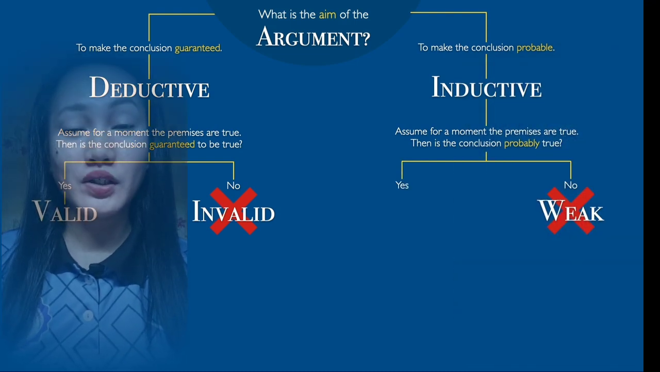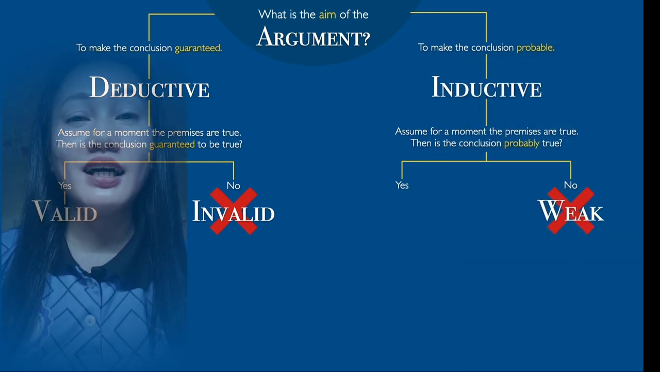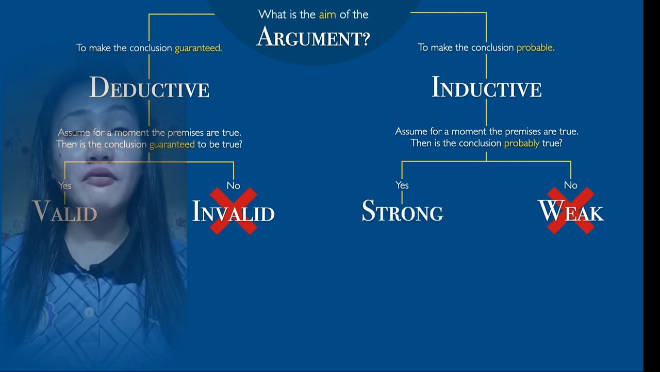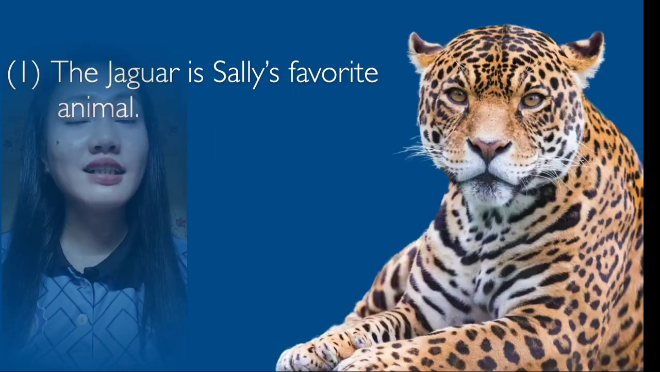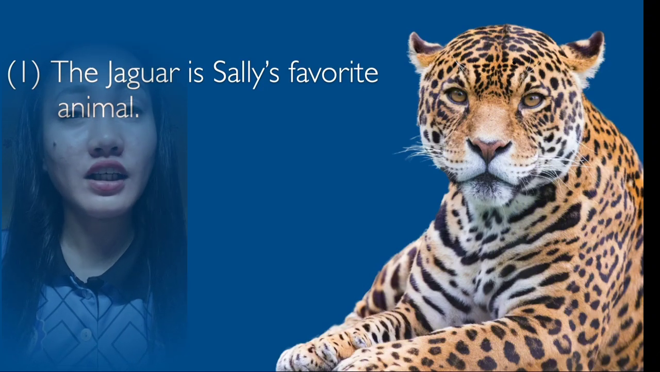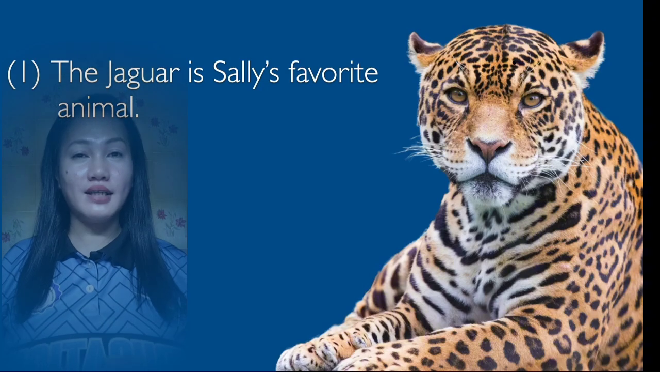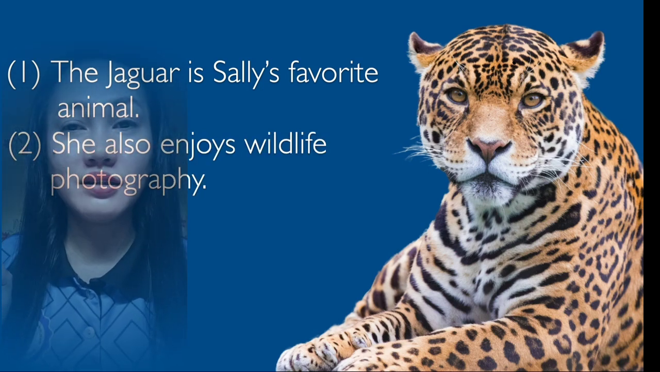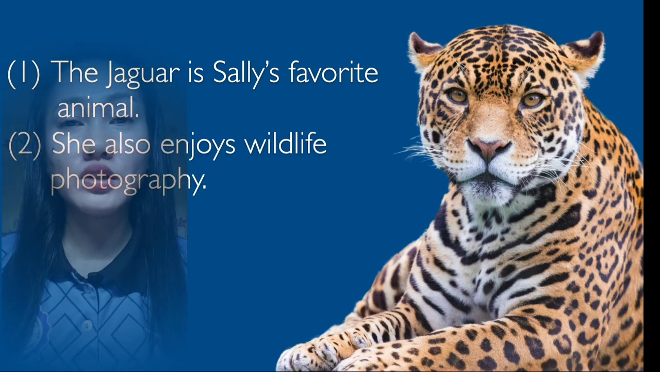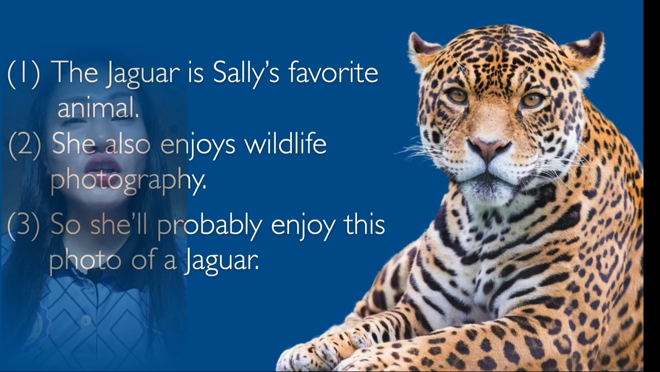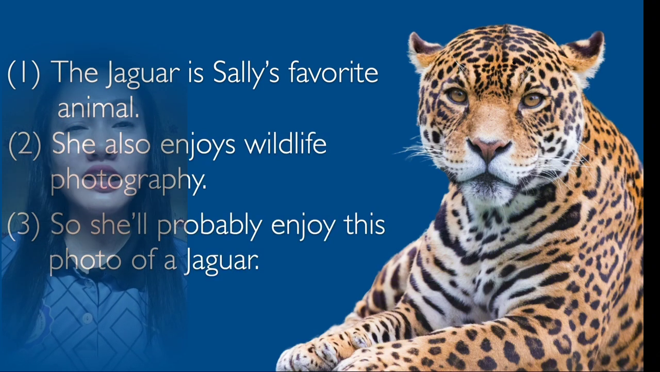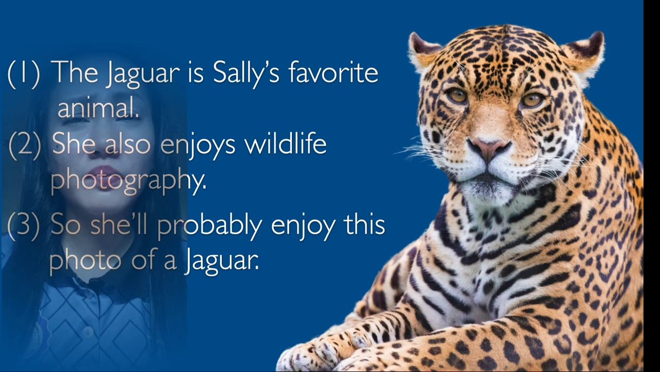But sometimes when you assume the premises are true, it's clear that, yes, the conclusion must be probable. In that case, we call the reasoning strong. For example, the jaguar is Sally's favorite animal. She also enjoys wildlife photography, so she'll probably enjoy this photo of the jaguar. Of course, it's at least possible that Sally won't like this photo.